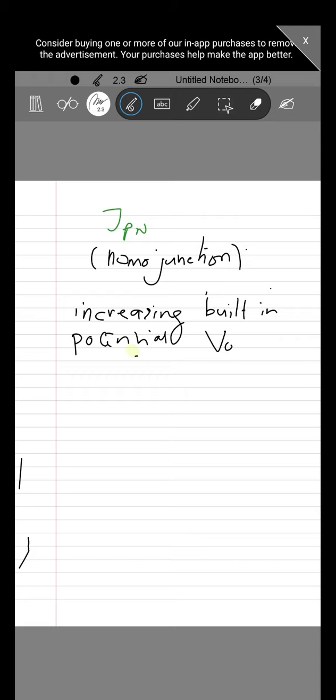V0. So if you have three materials, for example, we have germanium, we have silicon, and we have gallium arsenide, we need to find out what will be the built-in potential in these three cases, and what is the hierarchy of the built-in potential. Now, a built-in potential or a contact potential.